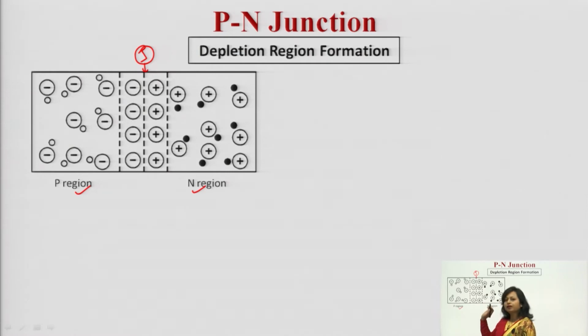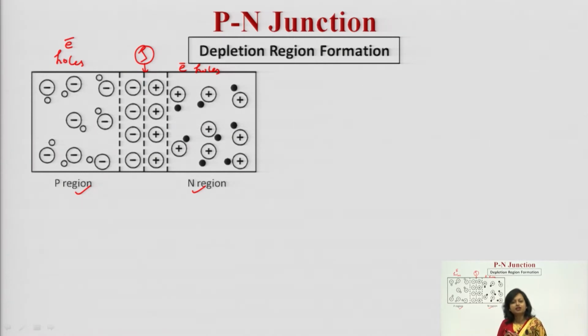As I have told you, in case of P type semiconductors, holes are in the majority, and in case of N, electrons are in the majority. Here electrons are in minority and here holes are in minority. Now, what will happen? Because in this particular region the concentration of holes is very high and here the concentration of electrons is very high. Now, what is going to happen?